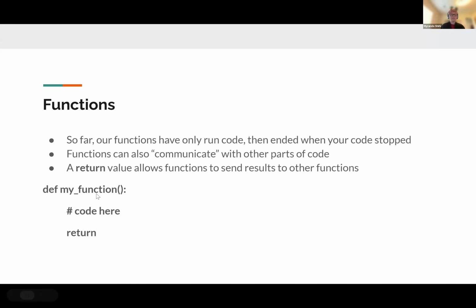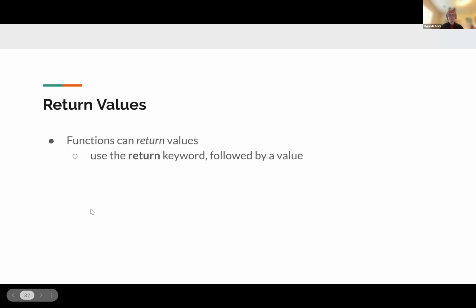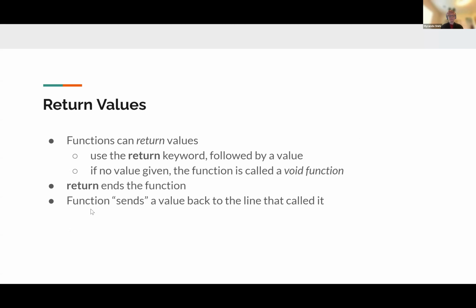So with this, we have def my function. Let's say we have some code here, and then at the end I put return. That just means the function ends, and it's just going to return nothing. So you can have print statements up above here, but once it gets to this return, it's immediately going to end. Some people do that. You don't necessarily have to if you don't need your function to return anything. But let's say that we want to return a value. So we can say return followed by a value.